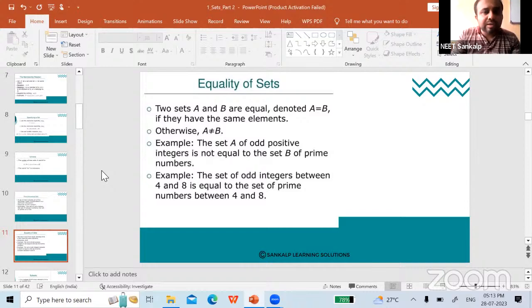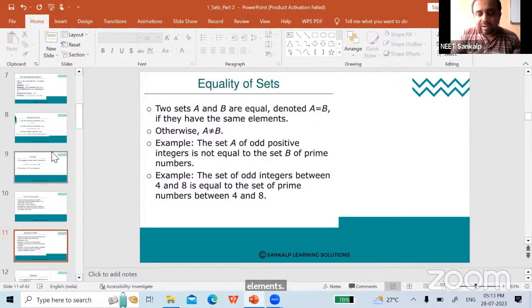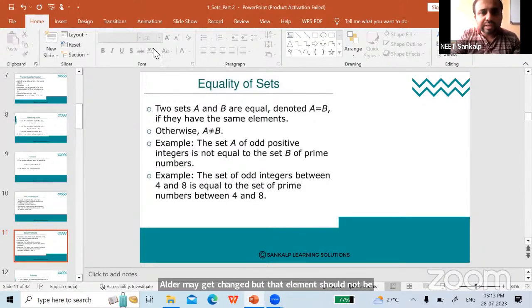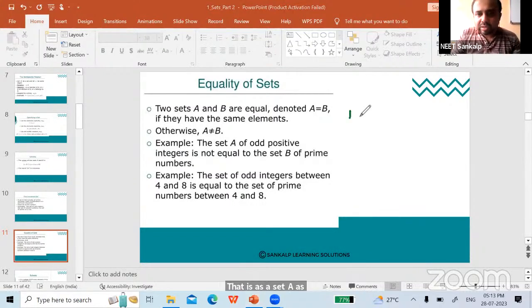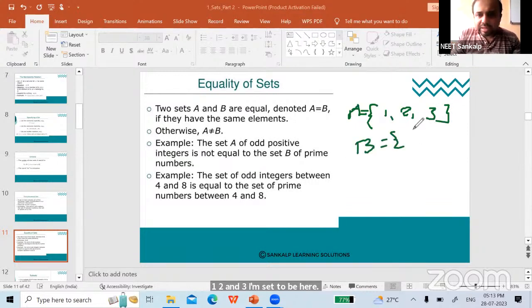Next one is equality of sets. Two sets A and B are said to be equal, denoted by A is equal to B, if they have the same elements. Last time I said that equal sets should have the same elements. Order may change, but the elements should not be different. For example, take set A as 1, 2, 3, and set B as 3, 1, and 2.